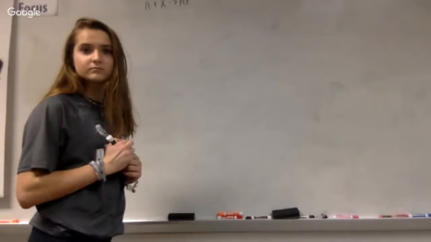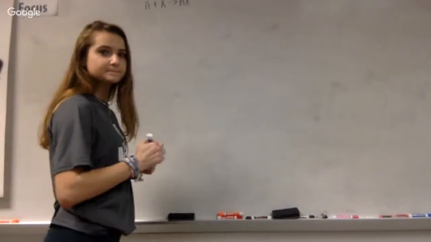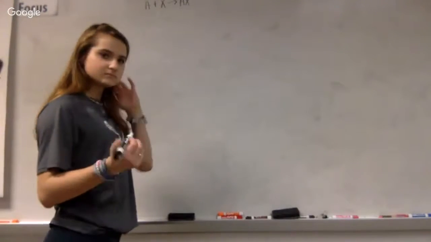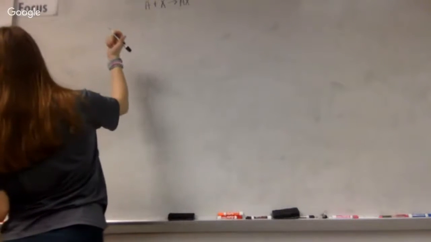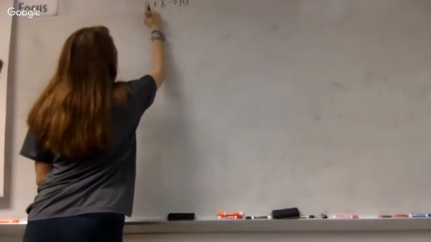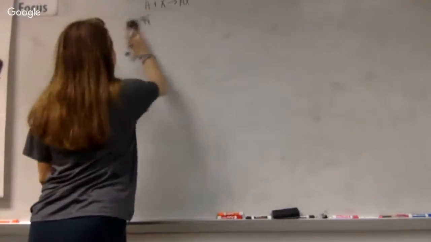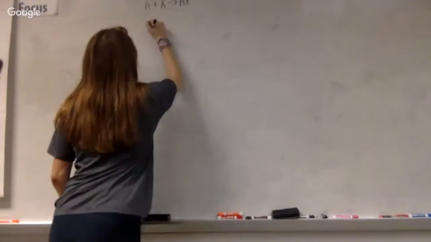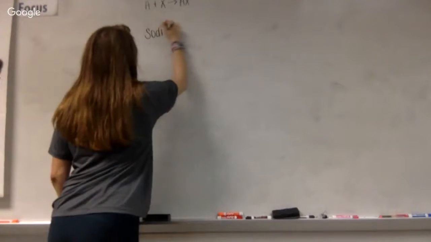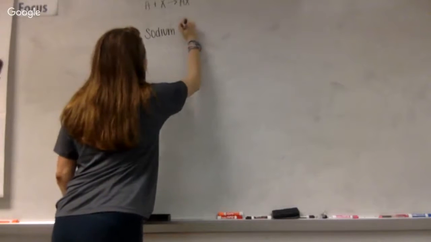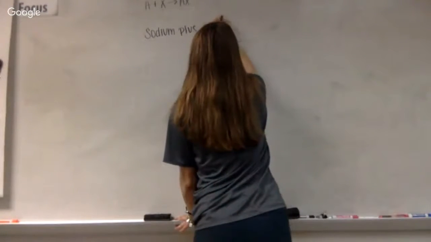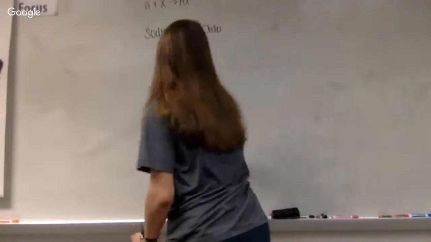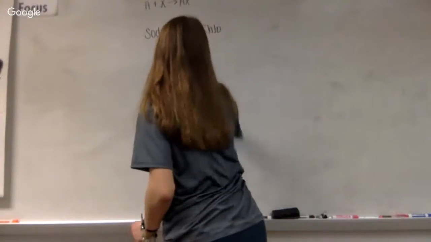So let's do a practice one on this one. Let's write sodium plus chlorine and an arrow. So actually write the word equation. Actually write, use the plus sign. Sodium plus chlorine and then an arrow.